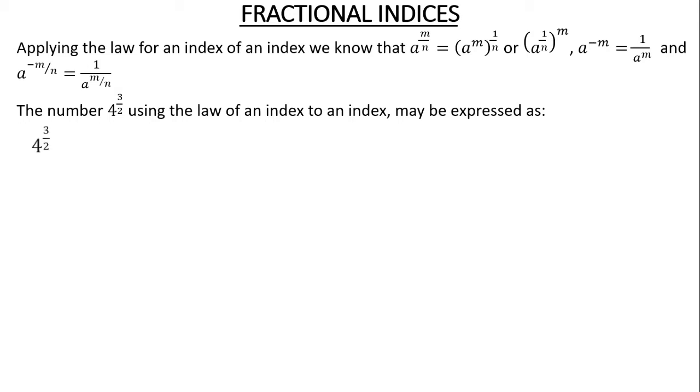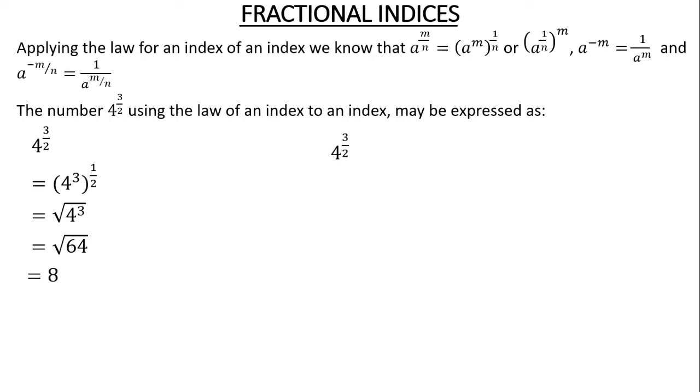The number 4 to the power 3 over 2, using the law of an index to an index, may be expressed as 4 to the power 3 to the power half. 4 to the power 3 is the same as 4 times 4 times 4, which will give us 64. Power half means square root, so the square root of 64 is equal to 8.